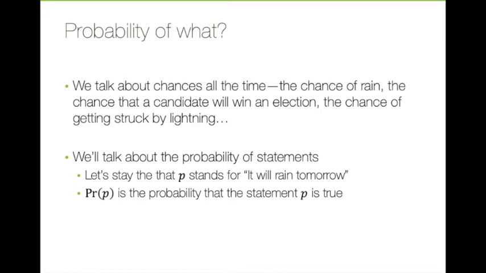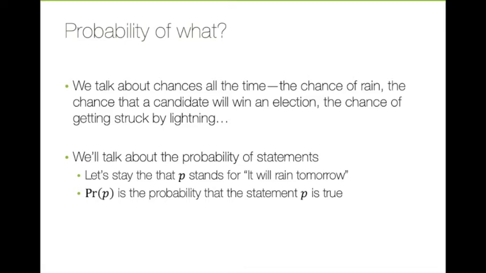We talk about chances all the time. The chance of rain, the chance that a candidate will win an election, the chance of getting struck by lightning. And we're going to look at a way of formalizing these chances. We're going to talk in terms of the probability of statements. Remember that statements are declarative sentences that are true or false. And that will be important because some of the logical formulations that we've used from truth functional logic will be relevant again here.